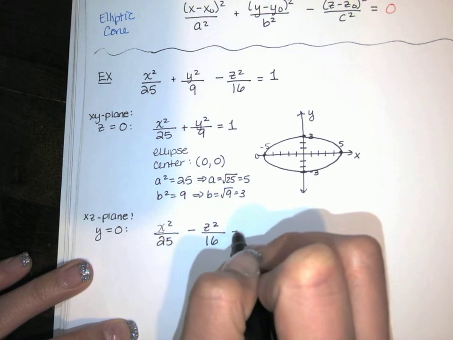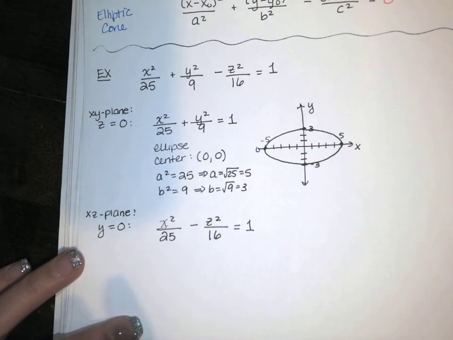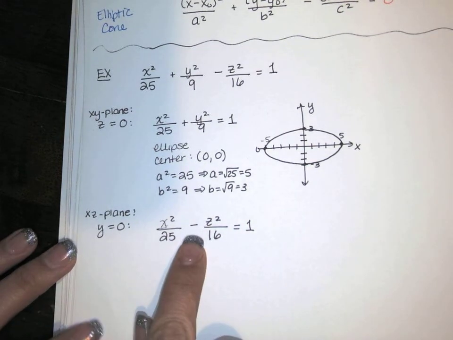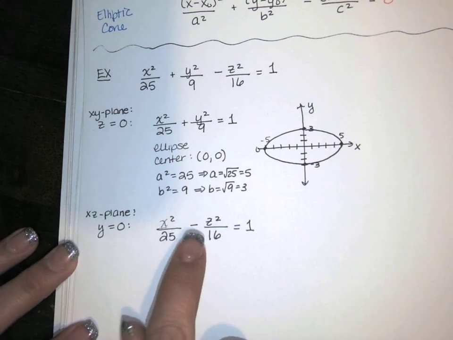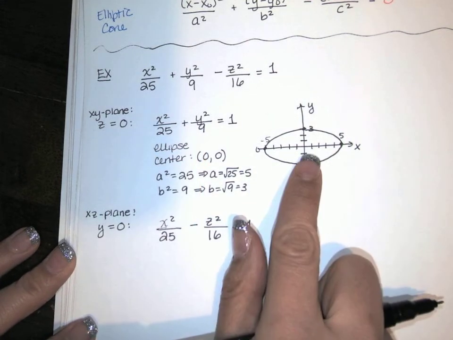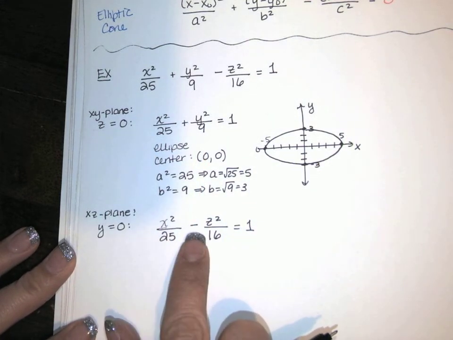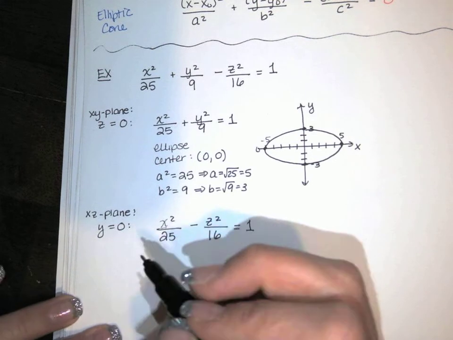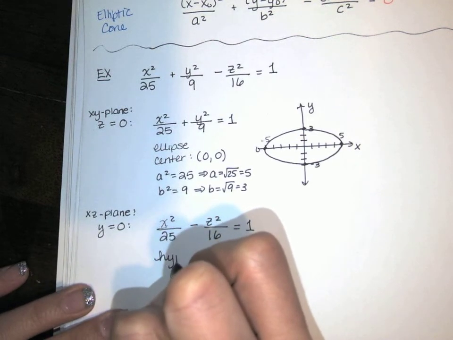Now, you might think that that looks like an ellipse, and it does, but that sign difference makes a huge difference in the shape of our graph. Since both of these are positive, we get an ellipse. But this one's positive and this one's negative, so it's not an ellipse, it's called a hyperbola.